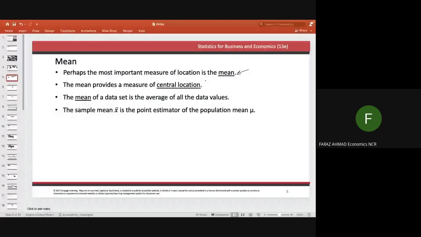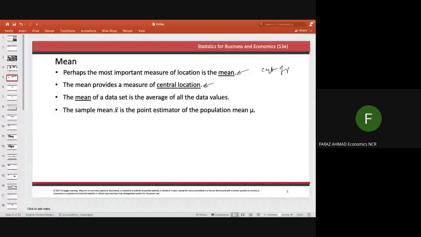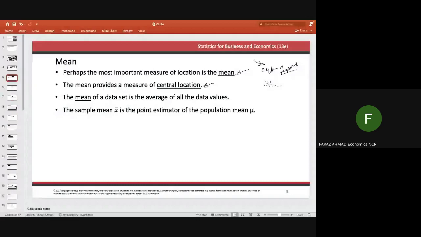So mean is the most commonly used measure of location, and it provides a measure of central location. Central, not central in the sense of concentration, right? So in your body, you have your center of gravity. So that's a sort of center, right? Similarly, if there is some distribution of, let us say, mass, and it is more dense to the left and less dense to the right, then the mean is going to be in the dense part, right? So that's also a center.